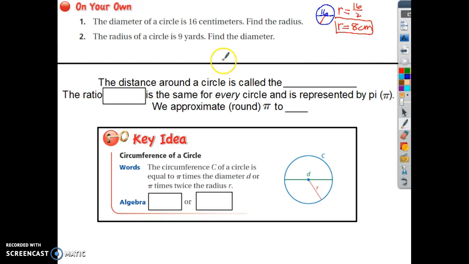And on your own number 2, the radius of a circle is 9 yards. So now I have a circle. From the center to the edge is 9. I want to know what the distance is all the way across. So if the radius is 9, then that means the diameter is going to equal 2 times that, which is 18. So the diameter is 18 yards.